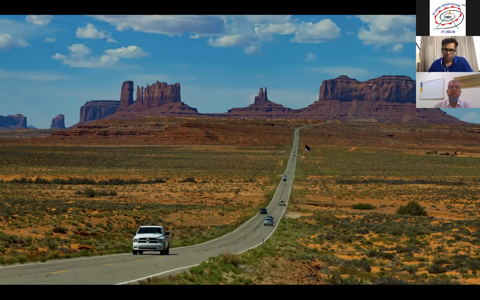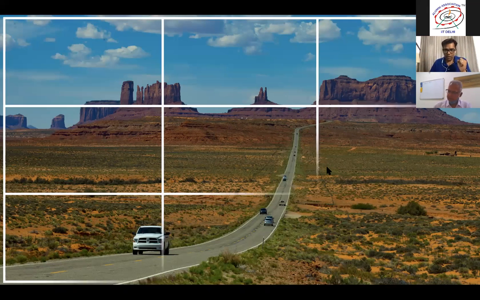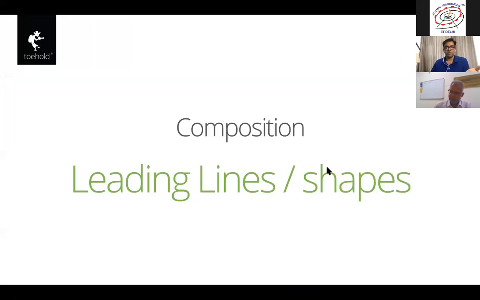This can be done in a mobile phone. This doesn't require a telephoto lens or a high-end DSLR and stuff like that. Composition is the biggest skill for a mobile phone photographer. So you need to compose your images much better. That's the most important thing.